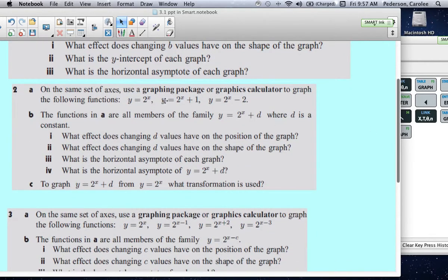Question 2. Now we're changing it to 2 to the x plus 1 and 2 to the x minus 2. What's going to happen to our graph with the same parent function, 2 to the x?